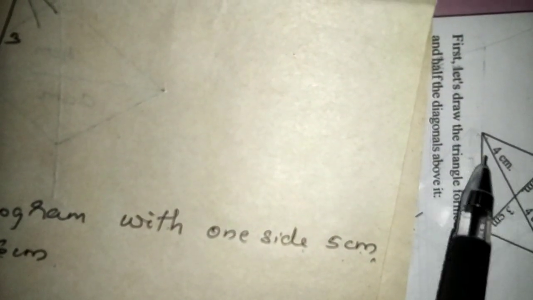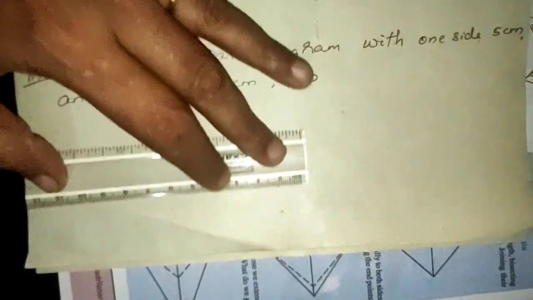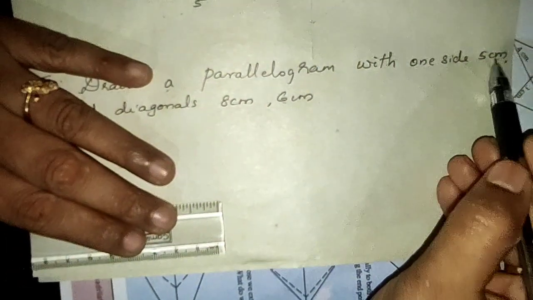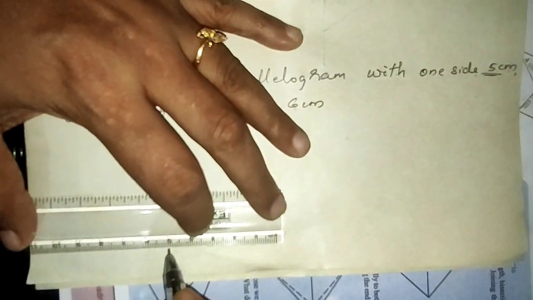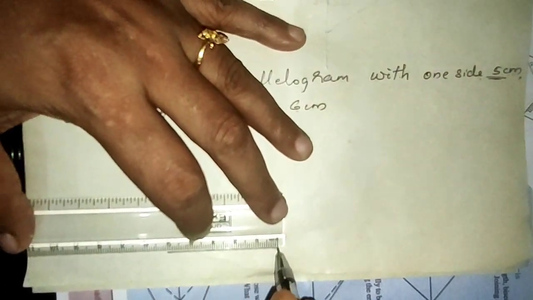For that, yes, first draw a line of length 5 centimeter. Then first complete this triangle. Okay, then 3 here, 4 here, like that. Okay, just draw that. First draw the base. What is one side of the parallelogram? 5 centimeter. So first draw that 5 centimeter.